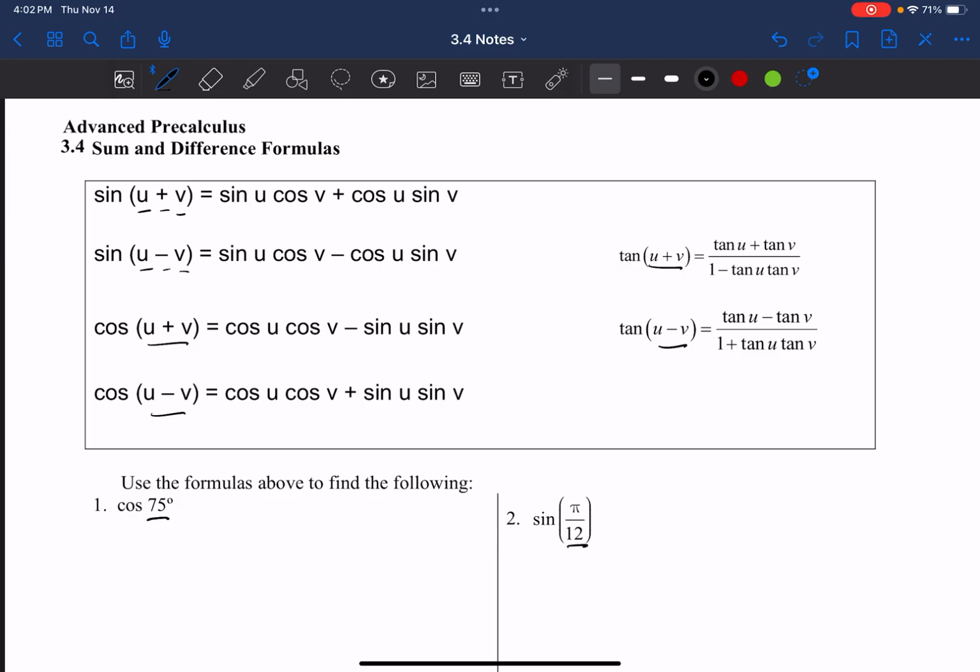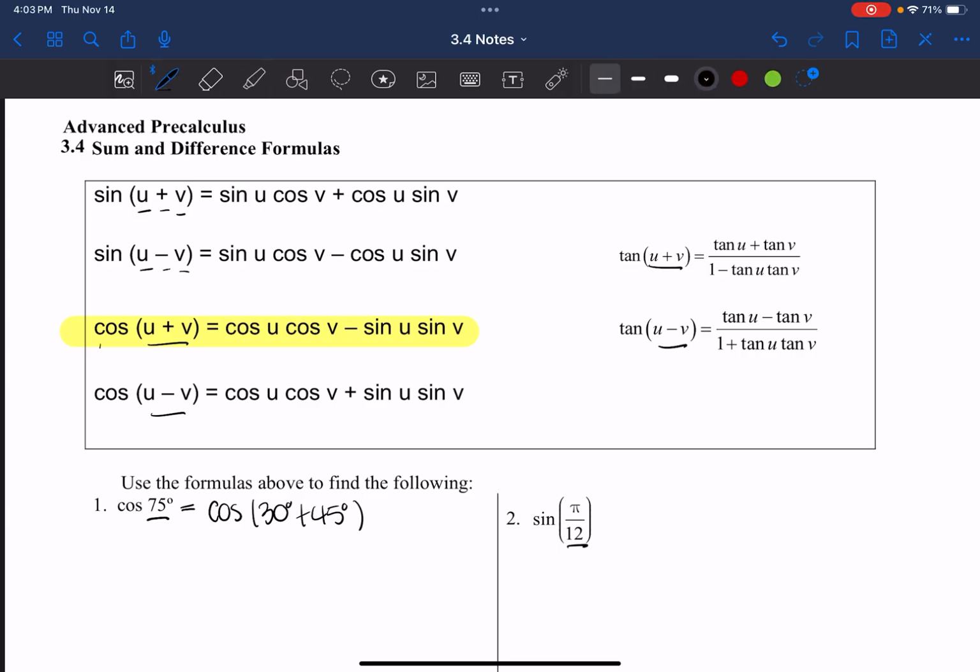So maybe we are looking at our values from quadrant 1, since 75 degrees is less than 90 degrees, so it had to have all come from quadrant 1. I'm asking myself, what could I have added to get 75 degrees? Well, in quadrant 1, we've got 30, 45, and 60. Just so happens 30 plus 45 is 75. So this would be equivalent to cosine of 30 plus 45 degrees, which, if I look at our box from up above, would be this formula right here, cosine of u plus v.